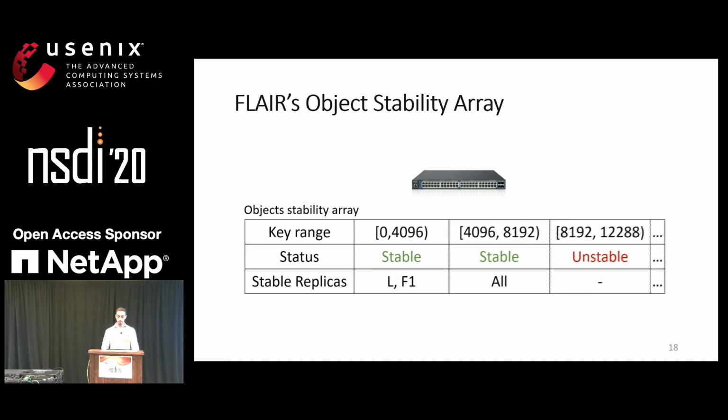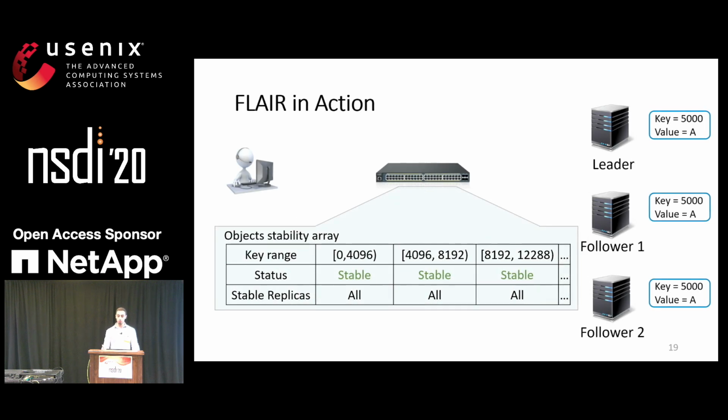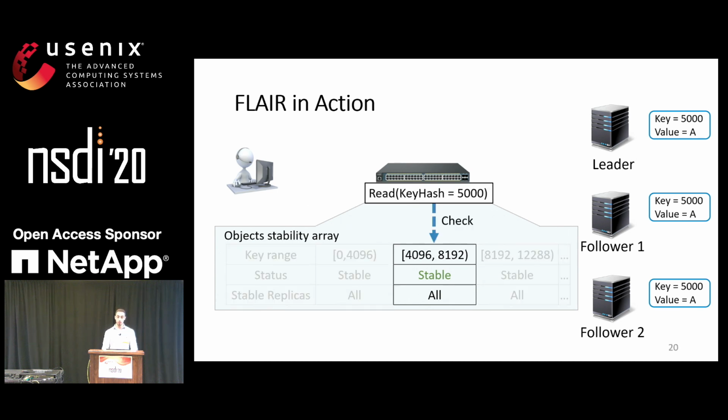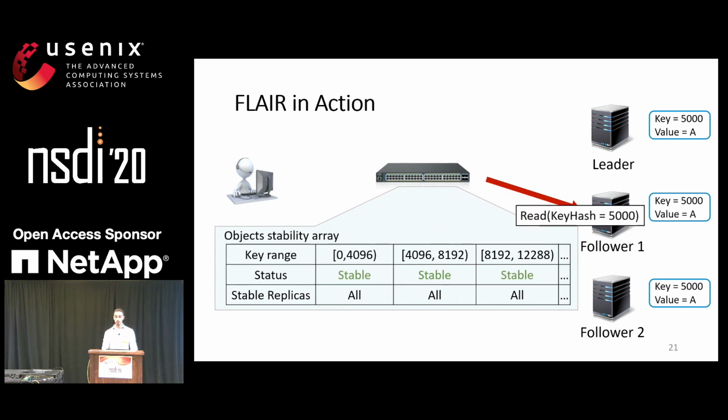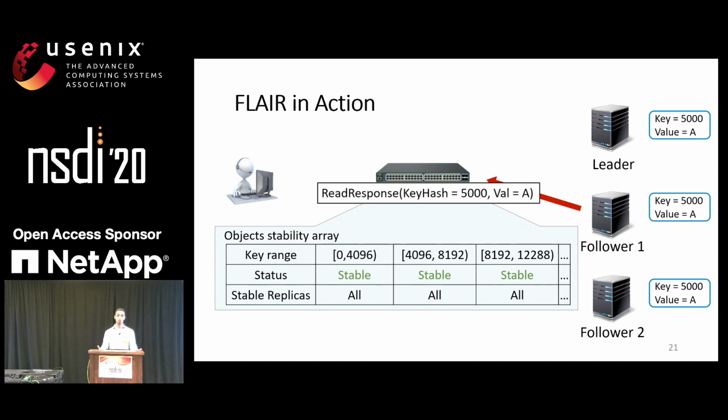So, to put all of this together, let's have this example where we have one leader and two followers. And let's say that we have in the system key 5000 with value A. And this value is replicated and consistent on all replicas. And in the object stability array in the switch, all of the key ranges are stable on all replicas. So, the client sends a read request. The switch will check this key range, and in this case, it's stable on all replicas, so this read request could be forwarded to any of the replicas. In this case, for example, it's forwarded to follower 1, and it responds back to the switch. The switch will perform some extra checking and will forward it back to the client.